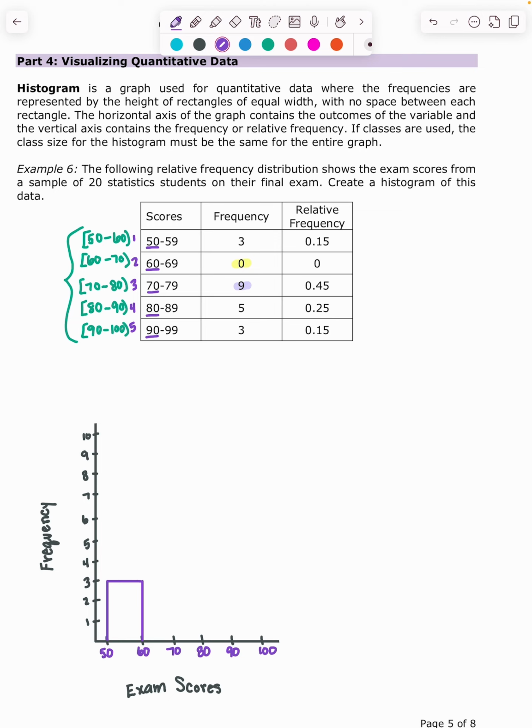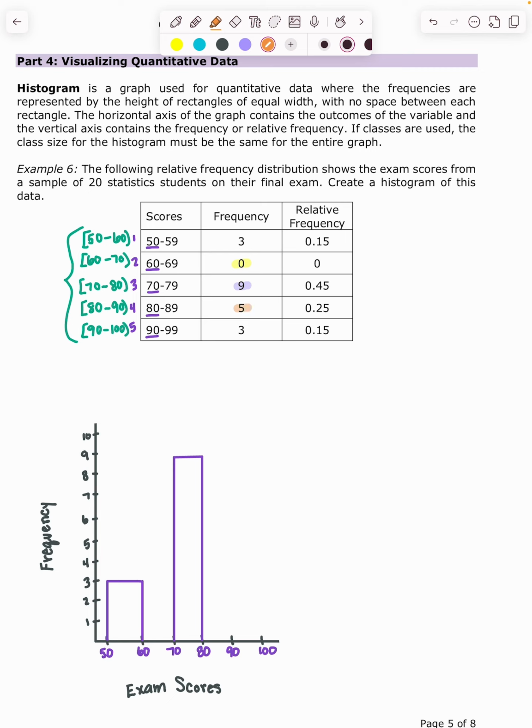So 70, we had 9. So I'm going to come up on my 70 line, and I'm going to come all the way up to the line for 9, which I think is right there. And then it's going to come back down on the line for 80, so I'm going to bring that one up to meet it. And that looks about right-ish. I think my 50 to 60 rectangle is maybe a little bit thick, but that's okay. We're eyeballing this. All right, now I'm going to do the next one.